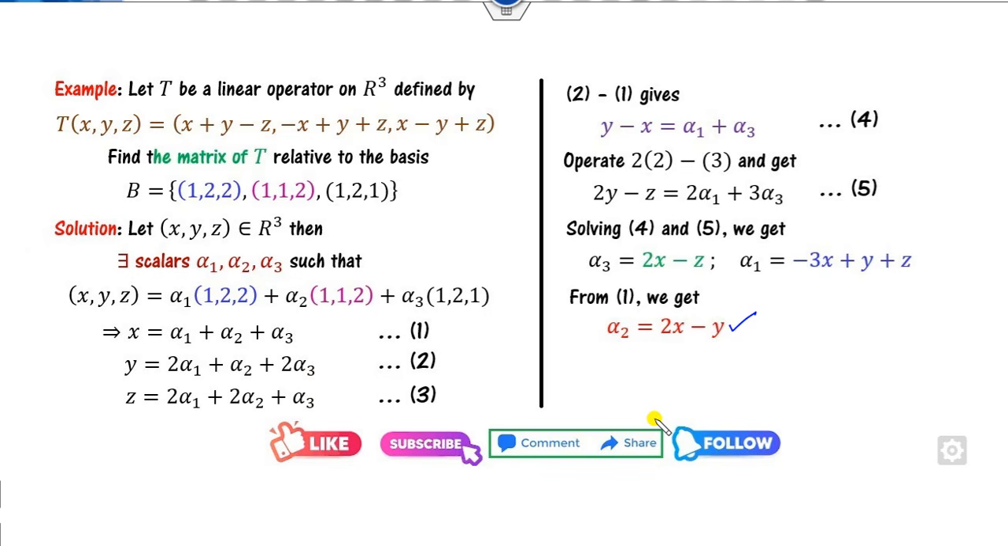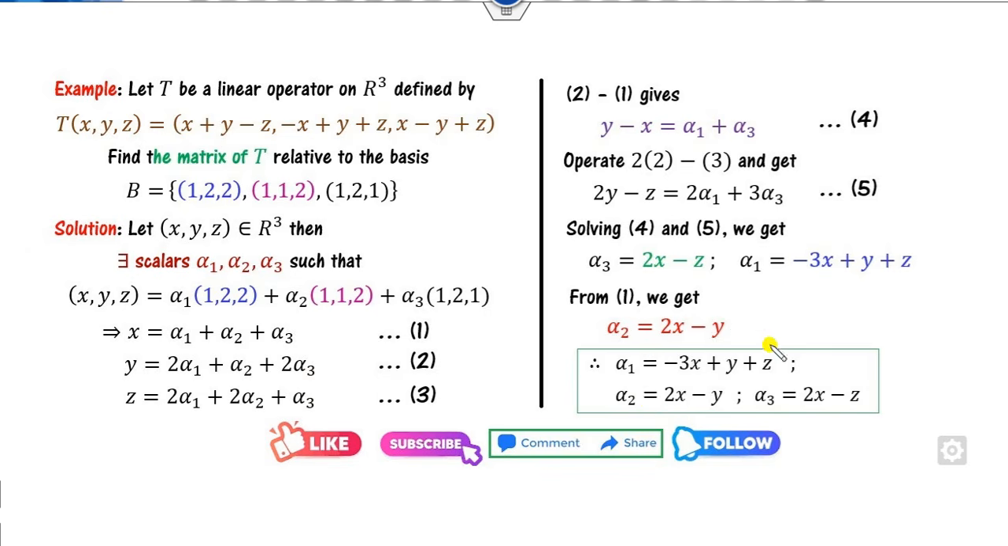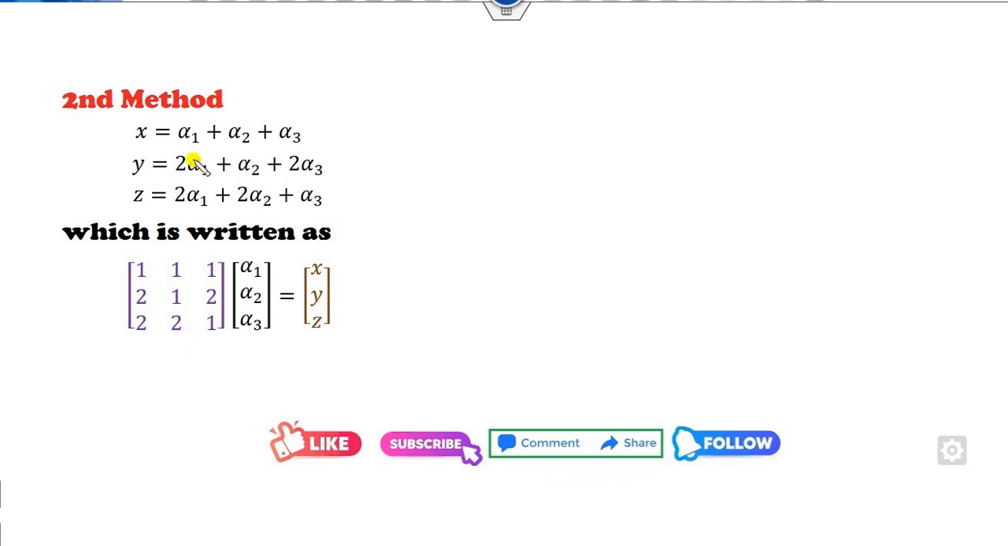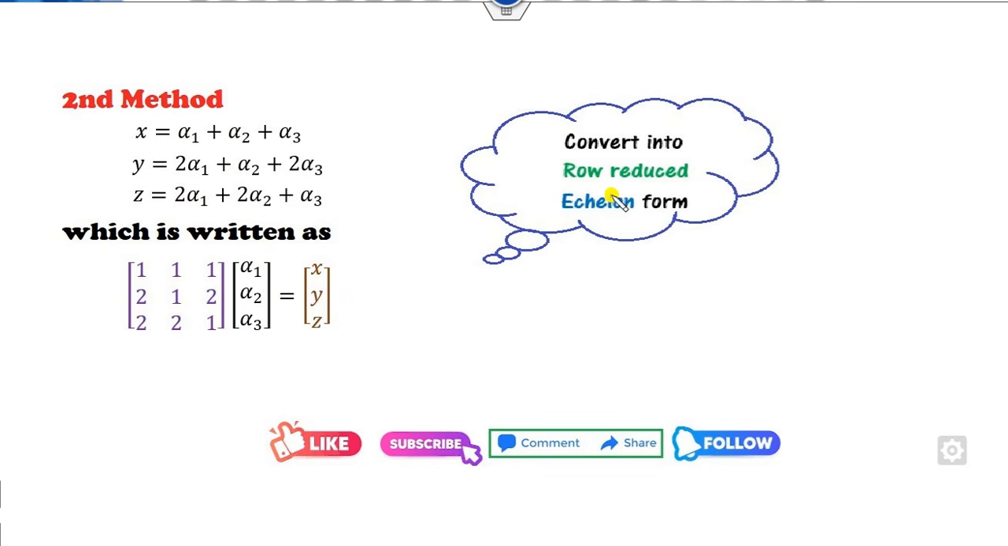Fine. So therefore your alpha 1, alpha 2 and alpha 3 are obtained. This is the first method. In the first method, your target is to write in two variables. The second method is you can write this system in the form Ax = b, that is the matrix [1 2 2; 1 2 ...], and then apply the row reduced echelon form.